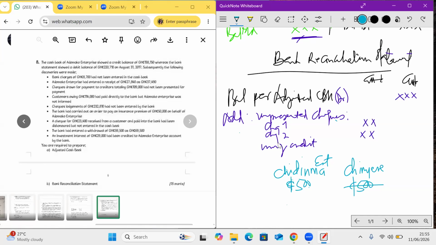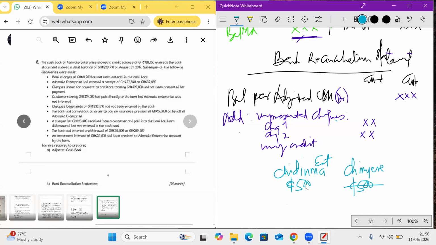So you use the bank reconciliation. I have given you money and I realized that I shouldn't have given it to you. I've given you 800 cedis, meanwhile I should have given you 400 cedis. What should I do? How do I correct it? You deduct it. I'll take the money back.